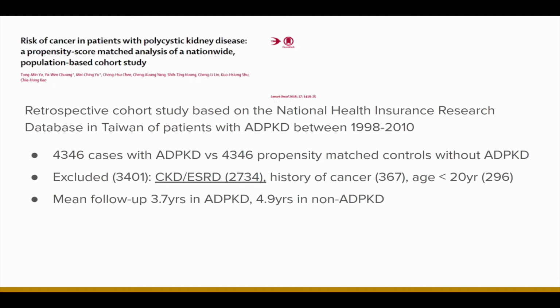Importantly, however, they did exclude patients that had CKD and end-stage renal disease, which are known risk factors for renal cancer. And this obviously excludes a large proportion of patients that have polycystic kidney disease. The mean follow-up in this study was 3.7 years for polycystic kidney disease patients and 4.9 years for those that did not have PKD.